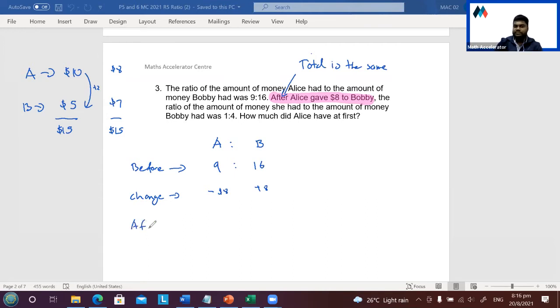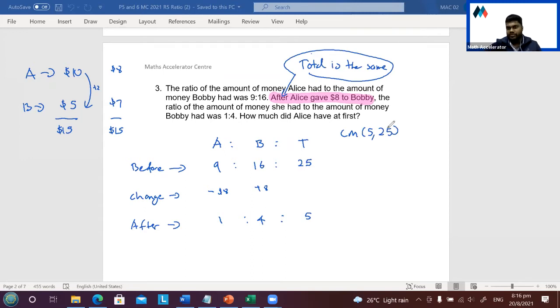Then the after, it became 1:4. So since we established that the total is the same, can we write down what's the total over here? 9 + 16 will get you 25. Over here, 1 + 4 will get you 5. So since 25 and 5 are not the same, let's find the common multiple of 5 and 25. What is the common multiple of 5 and 25? Can you all type in the chat? Okay, you're all quite fast. The answer is 25.